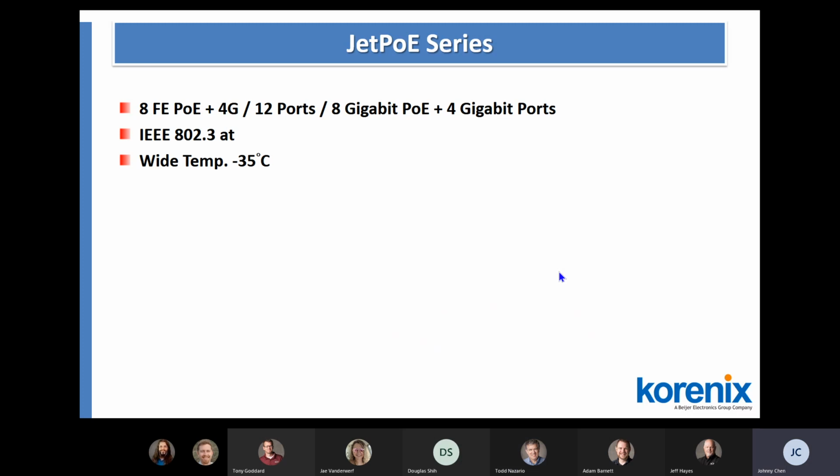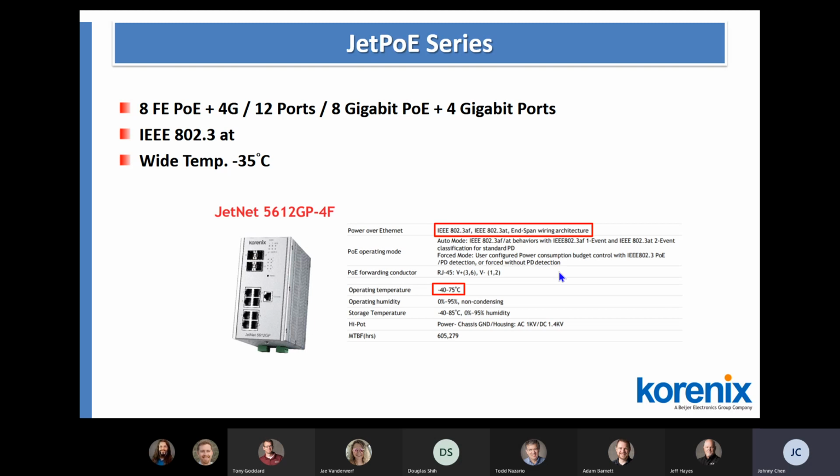So there's another condition. The customer needs a persistent PoE port with 4 gigabit ports, and it needs to use the AT mode for the PoE, and needs to work at minus 35 degrees Celsius. So for this condition, I would choose the 12 ports product, the 5612GP, which supports PoE with the AT mode, and also it could work in the harsh environment.